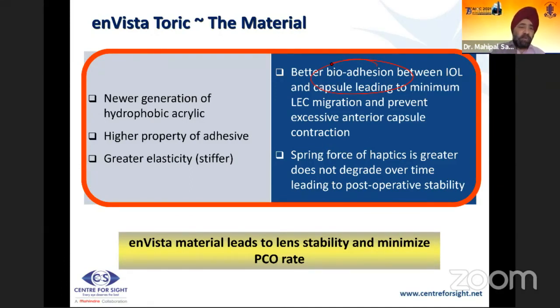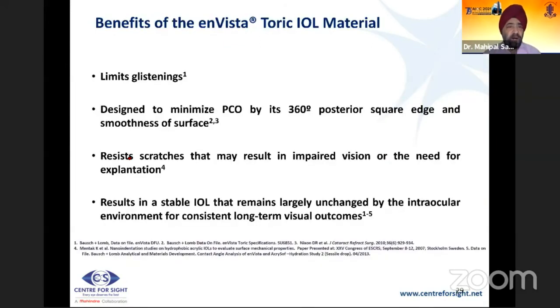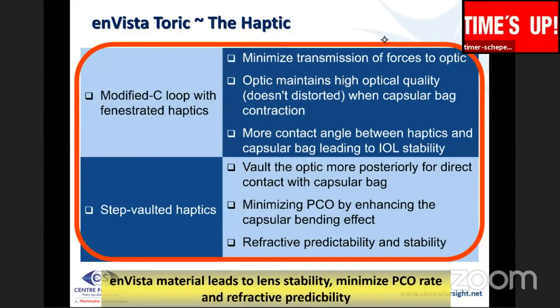And this is afforded by the greater elasticity and the stiffer optic-haptic junction. PCO is almost negligible in these particular cases. The lens glistening is not there. The Invista material is really great. It resists scratching also, and results in a stable IOL that remains largely unchanged by the intraocular environment.